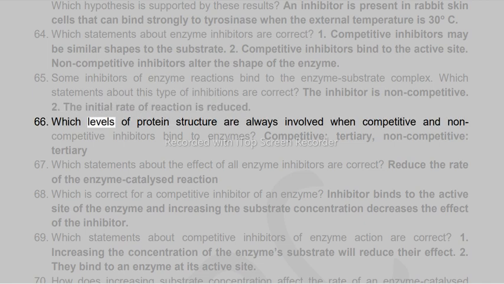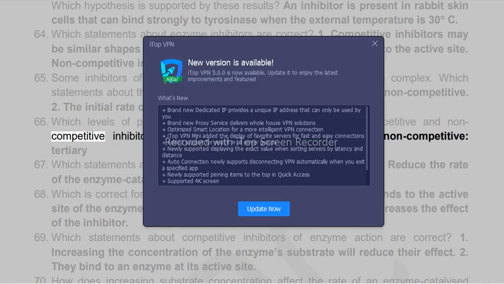66. Which levels of protein structure are always involved when competitive and non-competitive inhibitors bind to enzymes? Competitive, tertiary; non-competitive, tertiary. 67. Which statements about the effect of all enzyme inhibitors are correct? Reduce the rate of the enzyme-catalyzed reaction.